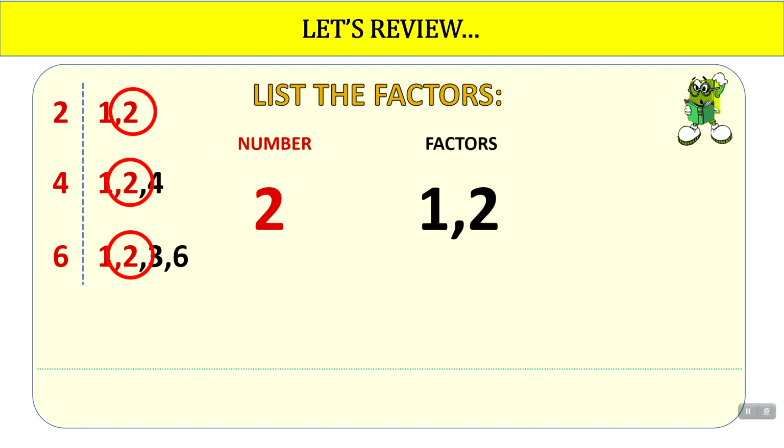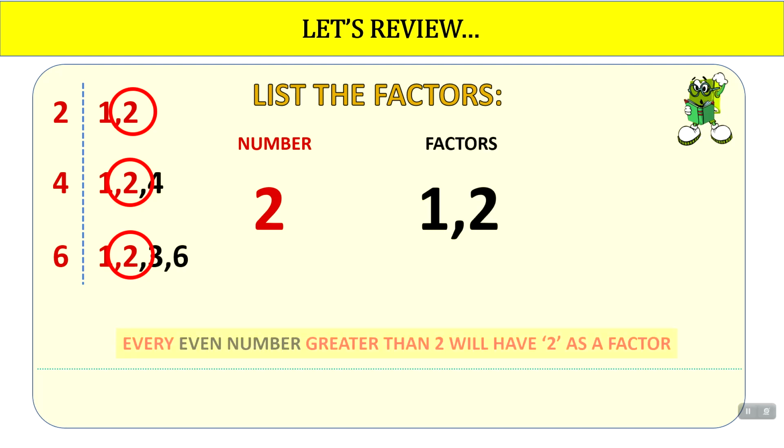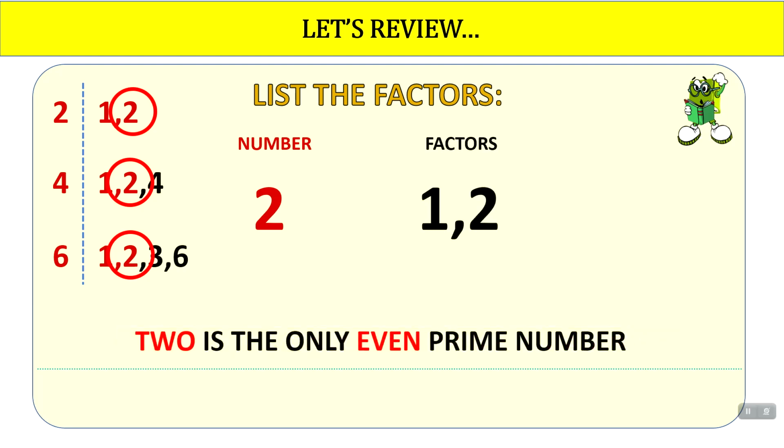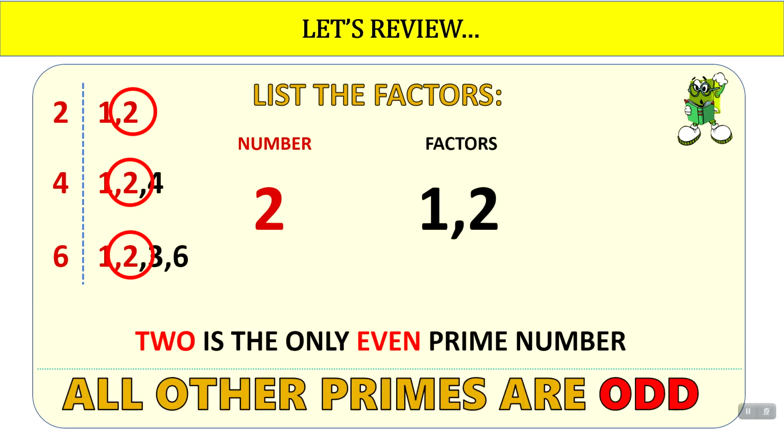And so you will never get an even number greater than 2 that has only 2 factors, because 2 will always be a factor of every even number greater than 2. So every even number greater than 2 will always have 2 as a factor, and that results in the fact that 2 is the only even prime number. This is very important to remember. 2 is also the first prime number, and it's also the only even prime number. Every other prime number higher than 2 will always be odd.